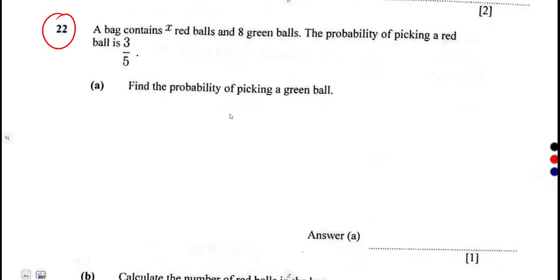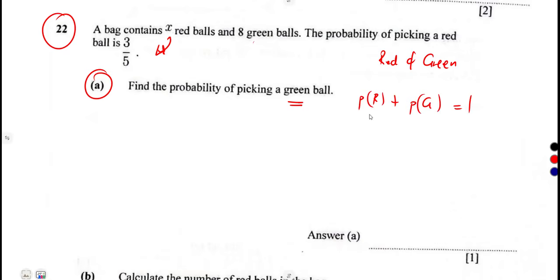Number 22, you're given a bag which contains x red balls and 8 green. So x are red, then 8 are green. The probability of picking red is given as 3 over 5. A, find the probability of picking the green ball. They're just having two things to consider inside the bag, red and green. So their probabilities must add up to 1. The probability of picking red and that of picking green should give us 1.